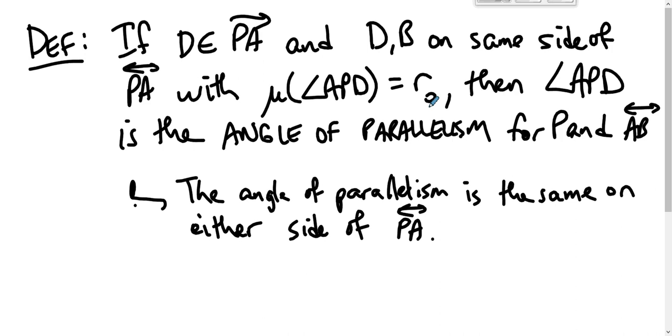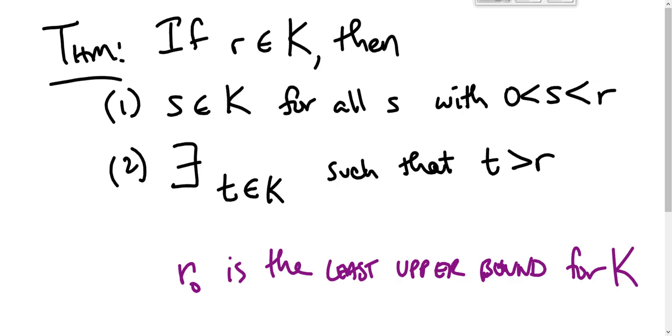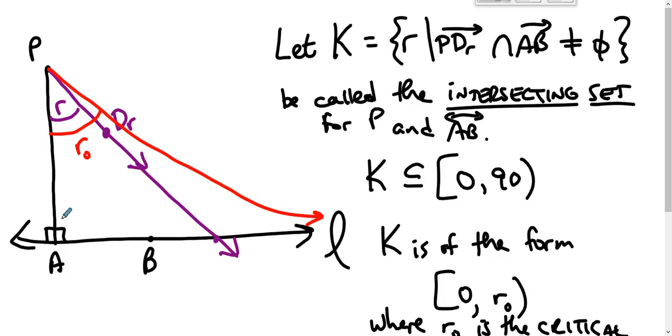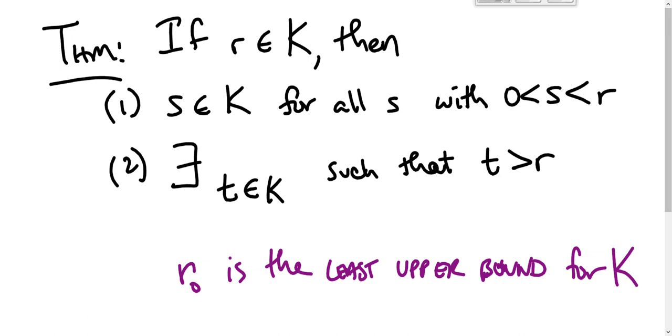Now, what's really cool about that is that you will prove in the discussion that the only property that affects R naught is this distance from P to A. As P gets further and further away from A, R naught changes in ways we can describe. The only thing that affects R naught is the length PA, and you will prove that in the discussion. Okay, one more big definition for us to talk about.